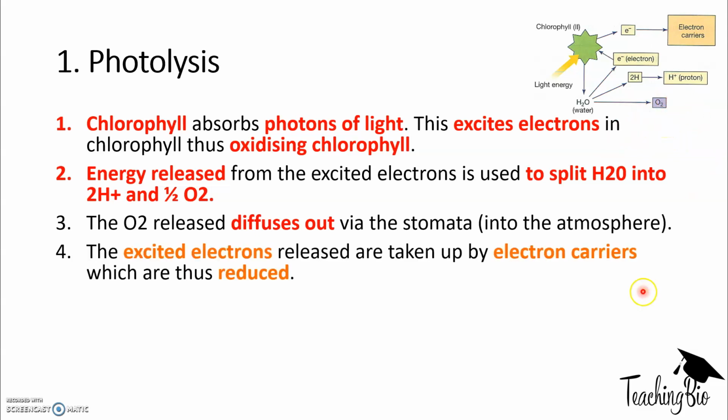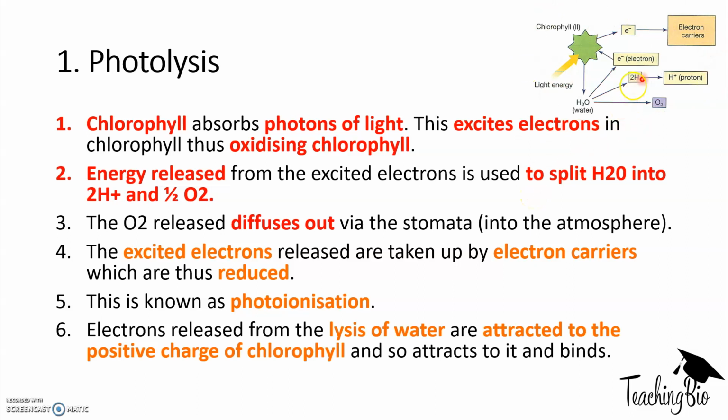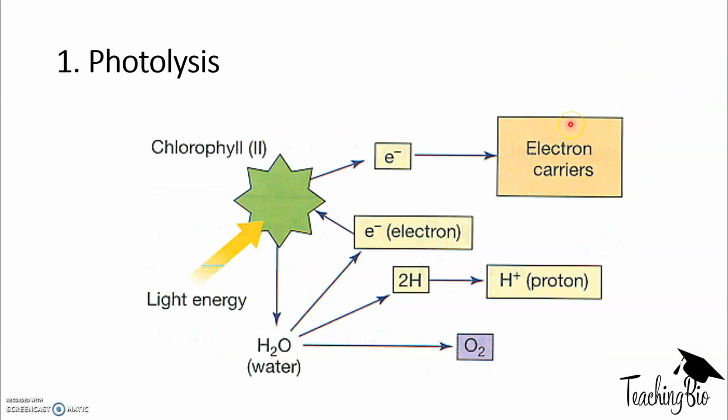The oxygen will diffuse out via the stomata, and then the excited electrons get taken up by electron carriers, which are basically just these molecules. This process is called photoionization. The electrons that are released from the lysis of water will be attracted to the positive charge of chlorophyll, and so it will bind to it. So these electrons will then replace the electrons that have been lost.